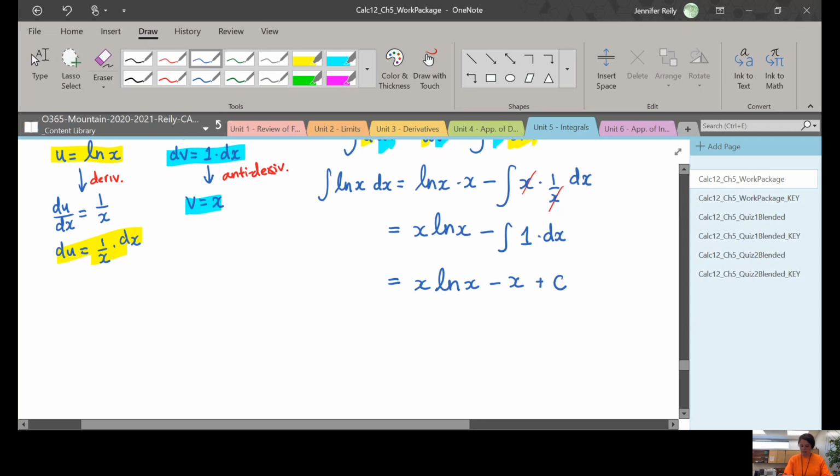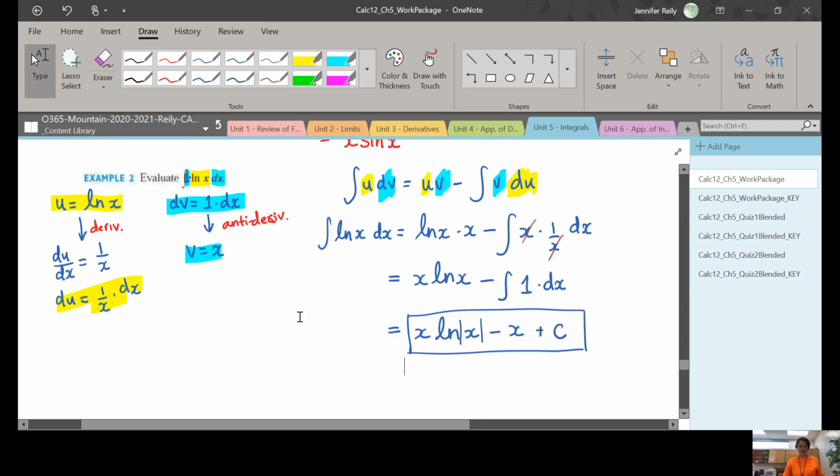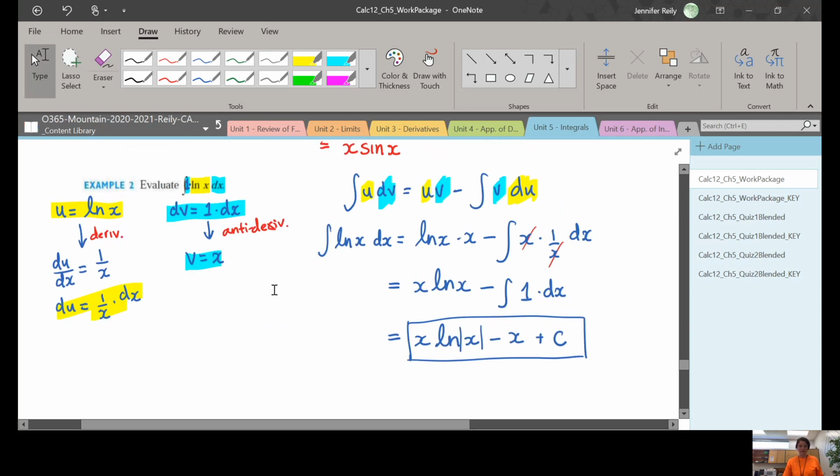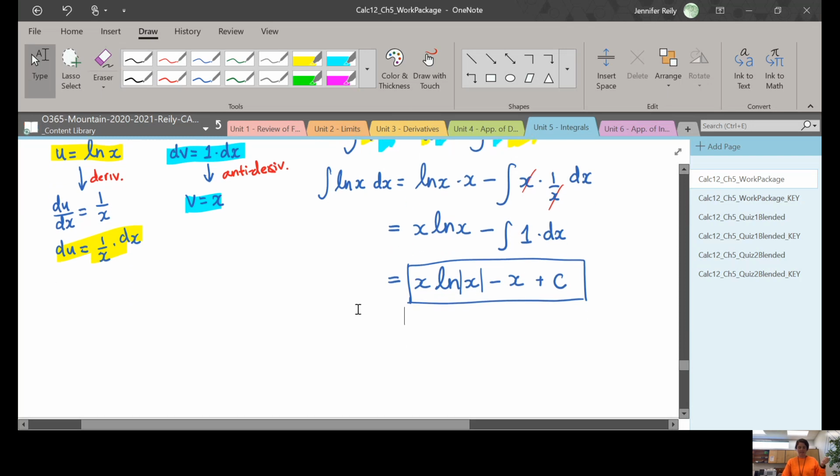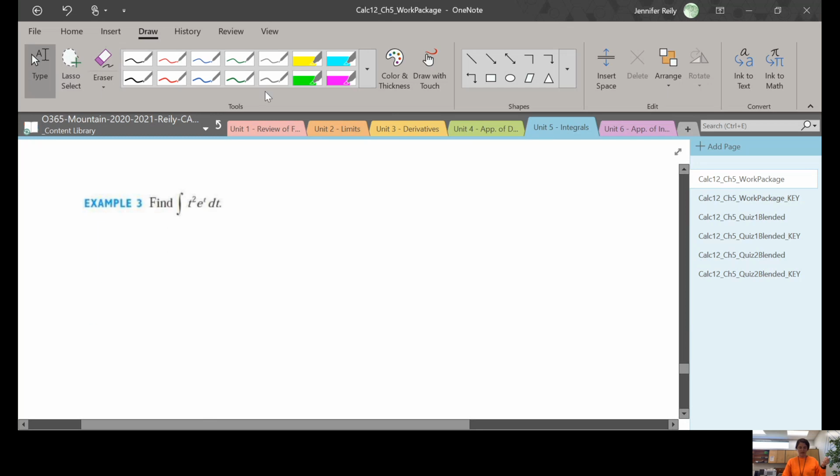We do need to be careful and write absolute values around the x here because you can't have a negative number in your ln argument. Okay, and that's it. That is the solution. So that is the antiderivative of ln x using the integration by parts method. Okay, let's do another example where we have to do a two-step integration by parts. And we're going to use the variable t instead of x, but it'll be the same thing.